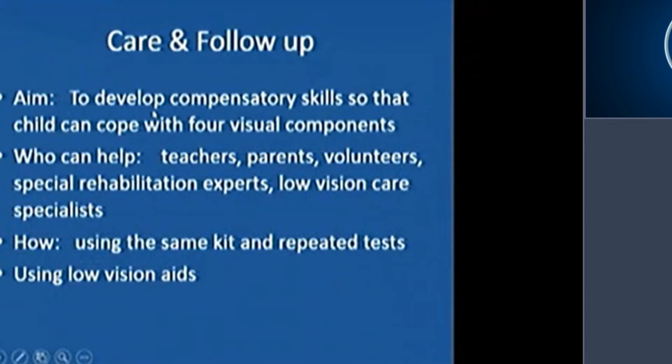So when we are finished with assessment and setting our goal, then comes what we can do. For giving intervention, our goal is to develop compensatory skill so that the child can cope up with four visual components. Who can help? We all can help who are surrounding this disabled person: teachers, parents, volunteers, special expert and low vision therapist. How? The same tool which we are using for assessment can be used for training the child and enhancing their skill. And sometimes we have to give them the low vision aids.